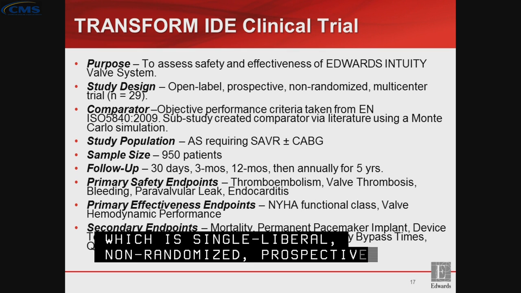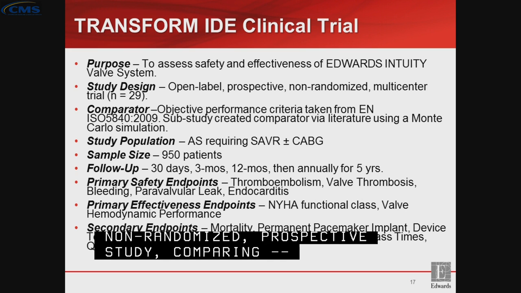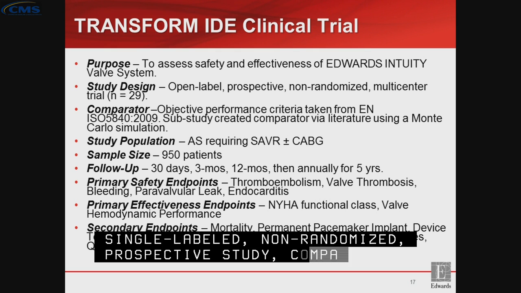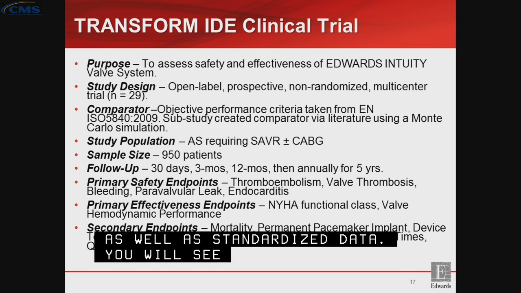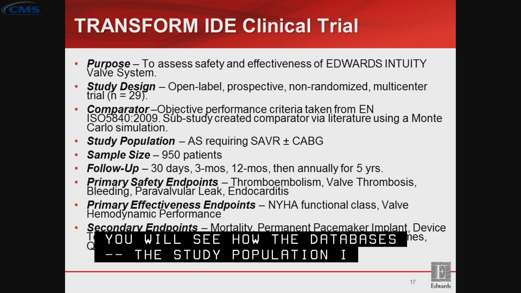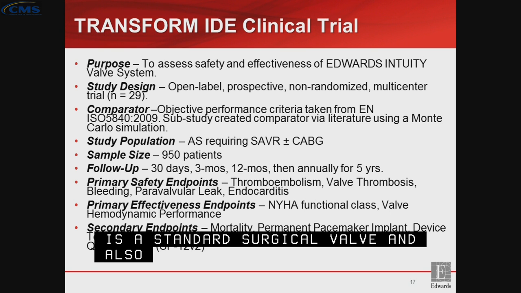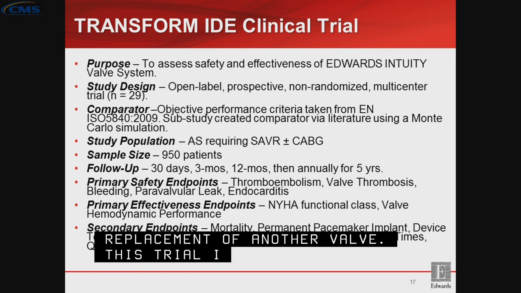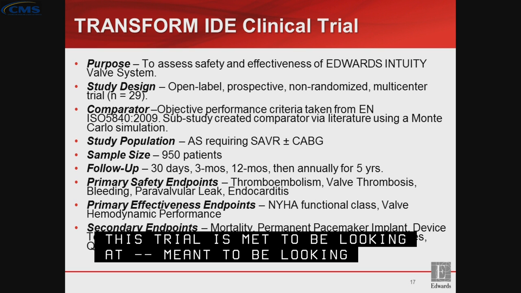standard aortic valve with various subsets of minimally invasive procedures, as well as standardized data against the other databases, such as the Society of Thoracic Surgeons database. The study population itself is a standard surgical valve and also concomitant operations, such as needing bypass surgery or replacement of another valve or repair of another valve. And this trial is meant to be looking at primary safety and also secondary effectiveness of the outcomes.